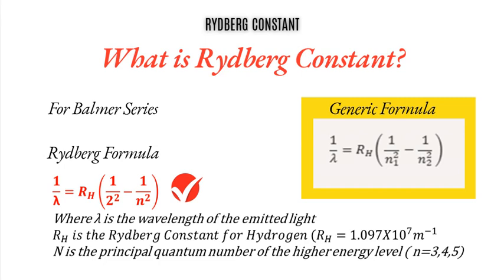For the Balmer series, the Rydberg formula is given by 1/λ = R_H (1/2² − 1/n²), where λ is the wavelength of the emitted light. R_H is the Rydberg constant for hydrogen, which is equal to 1.097 × 10^7 per meter. n is the principal quantum number of the higher energy level, n equal to 3 or 4 or 5.